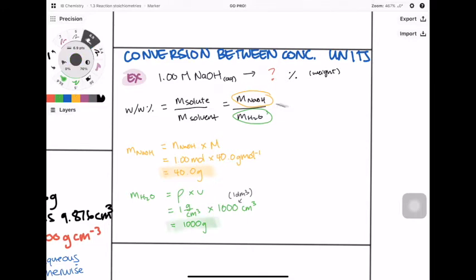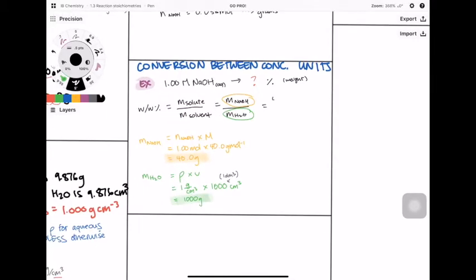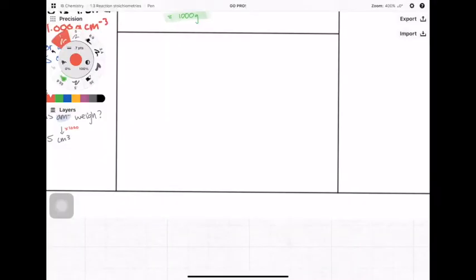So what I'm going to do is take both of those masses, put them back into the equation that I have up at the top, and so I'll get 40.0 divided by 1,000 grams, and then I need to multiply whatever I get by 100% to get percentage. So I would get 0.4 if I was doing decimals, but we want percentage, so we're going to get that the 1 molar solution of NaOH is 40% weight of NaOH by weight of water.